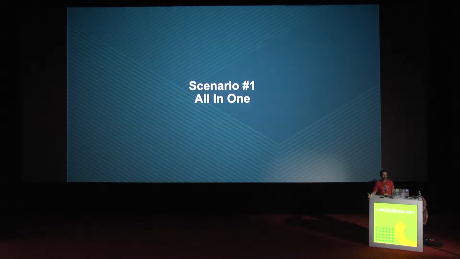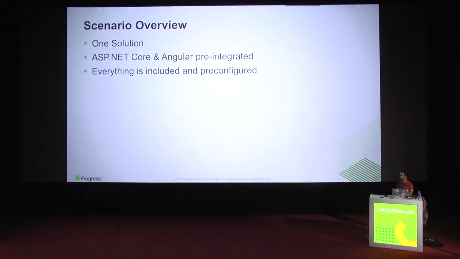So the first demo I want to show is what I like to call the all-in-one scenario. So this is going to be one solution. It's going to be an ASP.NET Core project that has Angular already integrated into the template with all of the bells and whistles added. Everything's already thought of for us. So if you're new to Angular, there's a lot of setup process involved in getting an application up and running. And if you don't know how to wire these things up, it can be pretty difficult, and this template handles all of that for us.